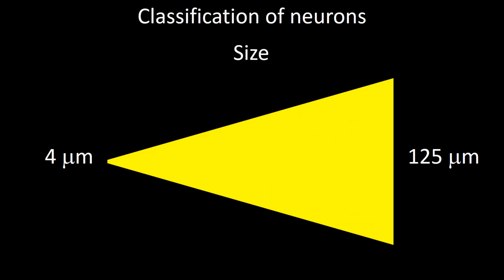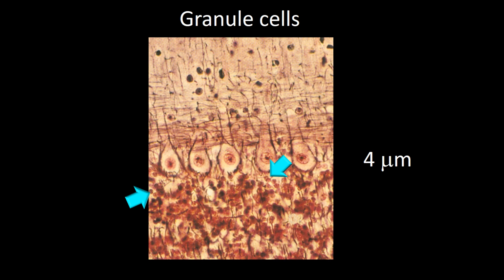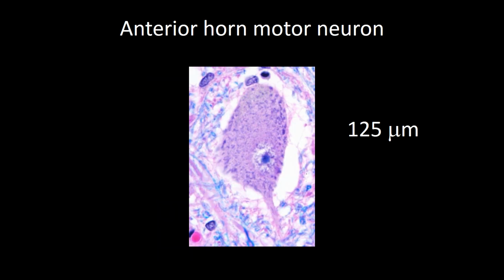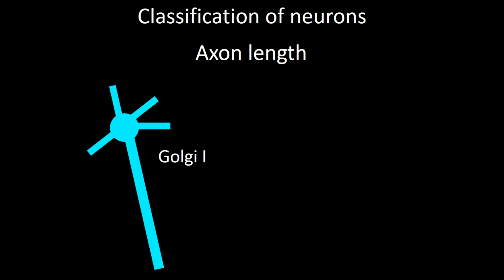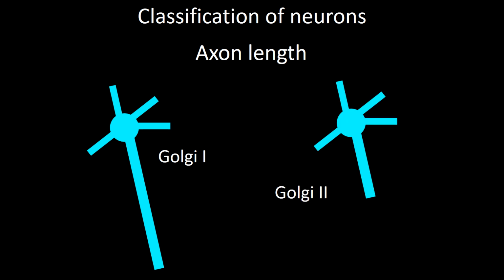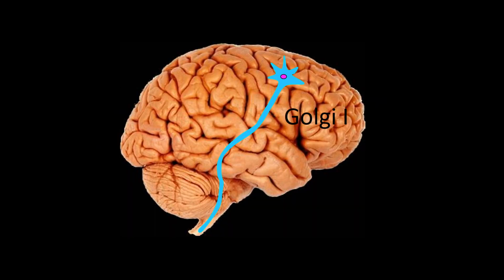Neurons can be classified according to size. Some are as small as 4 microns. Others are as big as 125 microns. Granule cells in the cerebellum are very small, and anterior horn motor neurons are very big. Neurons can also be classified according to axonal length. Golgi type 1 have long axons, Golgi type 2 short axons. Neurons that form the cortex that projects to the spinal cord are Golgi type 1. Those that connect neurons within a hemisphere are called Golgi type 2.